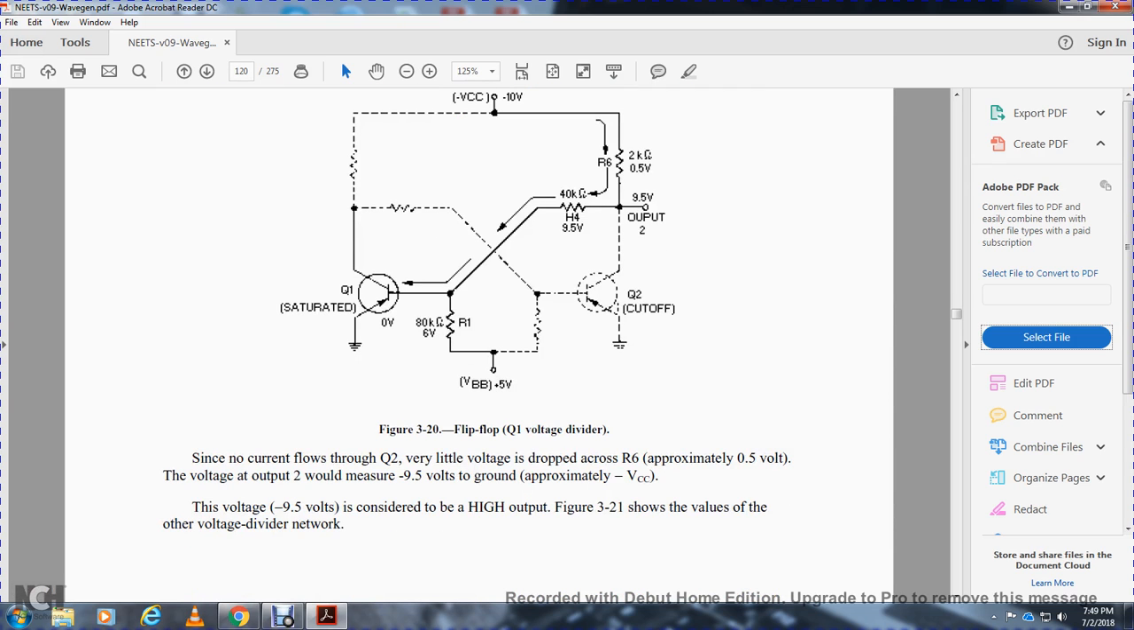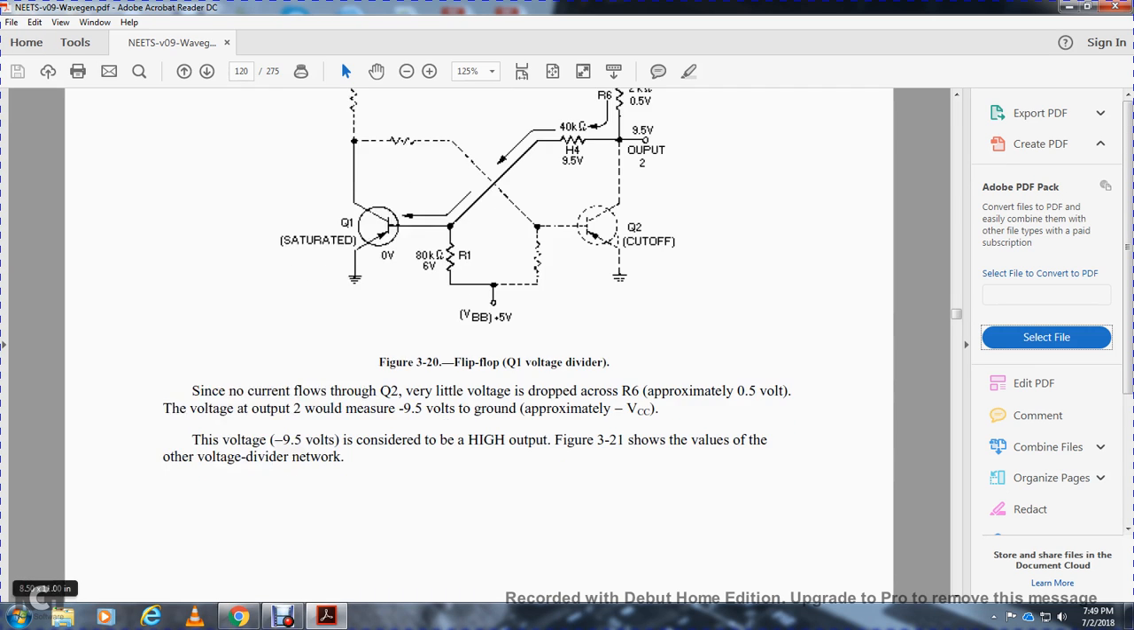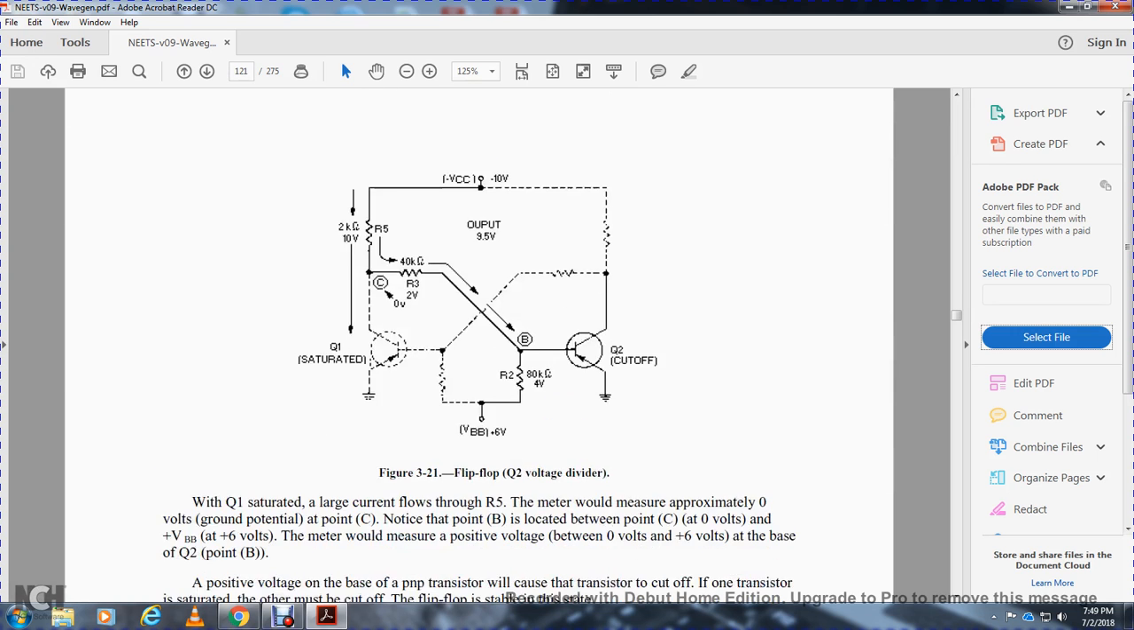Okay, since no current flows in transistor 2, there is very little voltage drop across resistor 6, approximately 1/2 volt. The voltage at the output of transistor 2 is approximately negative 9.5 volts, which is considered the high output. Figure 3-20 shows the other voltage divider network.